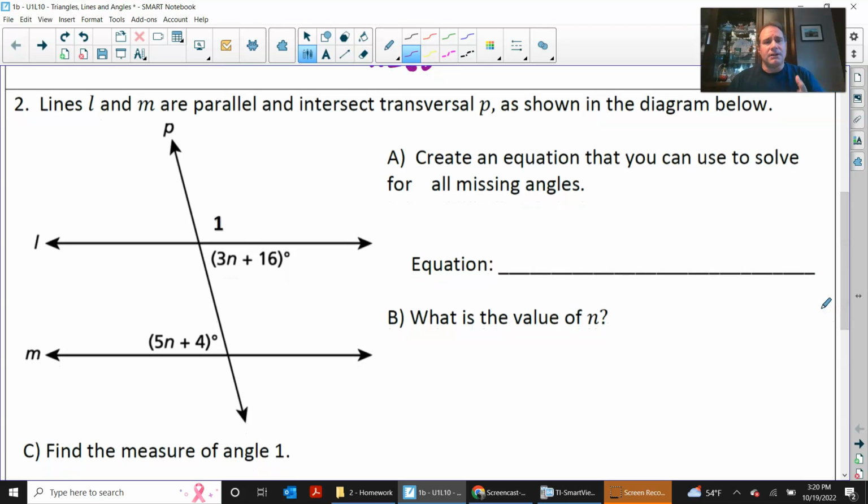So here are some parallel lines, and it says create an equation that you can solve for all missing angles. So you could basically say, okay, we're looking at where the expressions are within the parallel lines. So we have 3n plus 16 right here, and that happens to be an acute angle. And then we have 5n plus 4 in another acute angle. If you're thinking acute and acute, yes, they are the same. So that means they are congruent. So you set them equal to each other. Remember, these are not supplementary unless it's one acute and one obtuse.